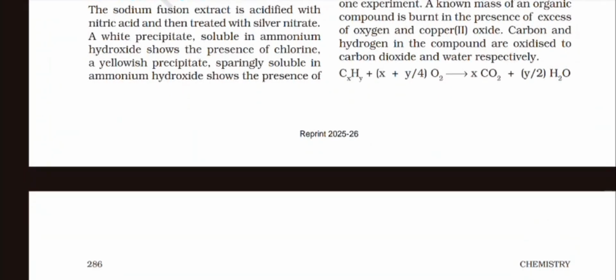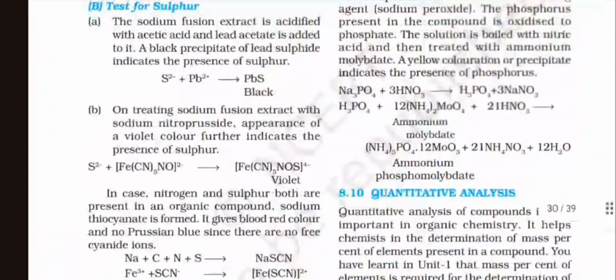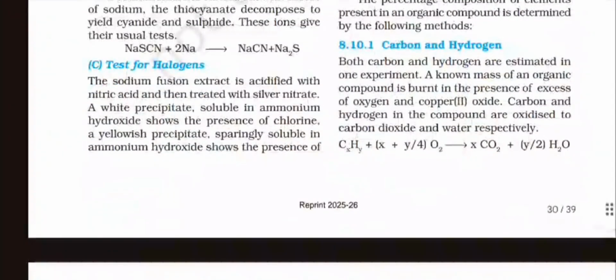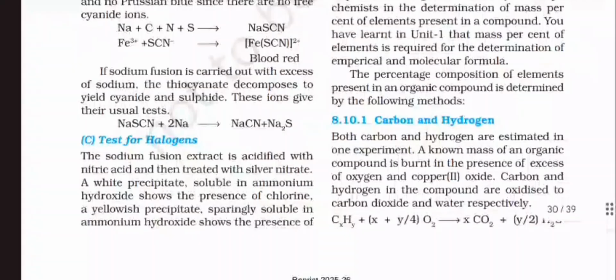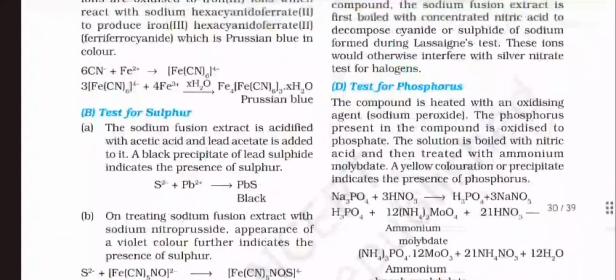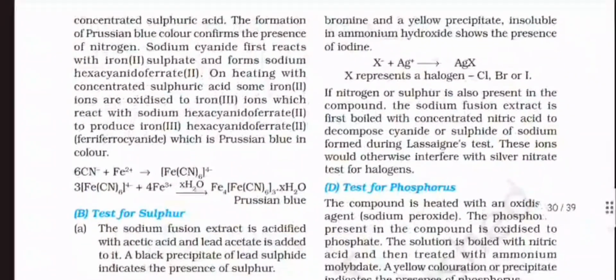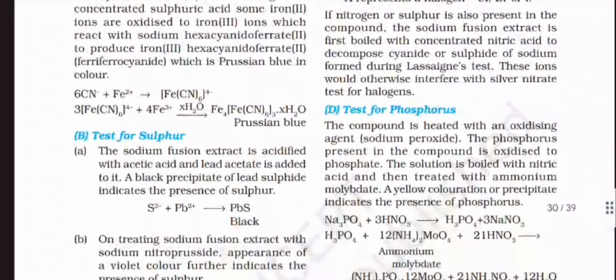The presence of chlorine; a yellowish precipitate sparingly soluble in ammonium hydroxide shows the presence of bromine; and a yellow precipitate insoluble in ammonium hydroxide shows the presence of iodine.